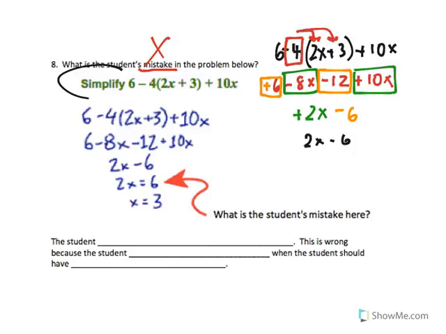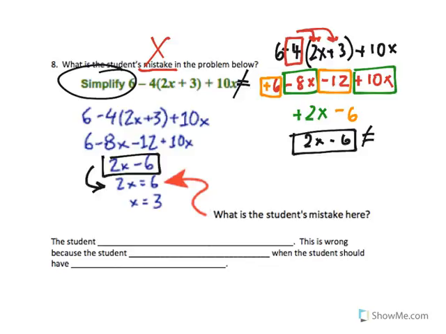Also, the question tells me to simplify. Therefore, there is no equal sign, and I will not be getting an answer. So the student's answer should be 2x minus 6. The student got this piece here, but then he did this weird thing where he added an equal sign and solved the problem. You can't do that. That is an error. The student's mistake is right here.